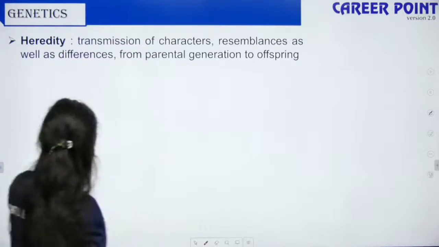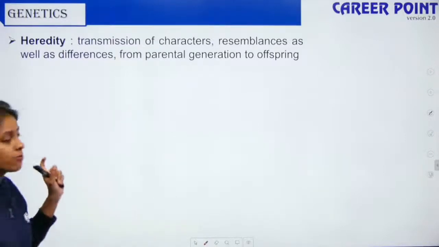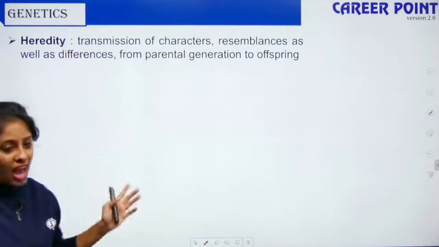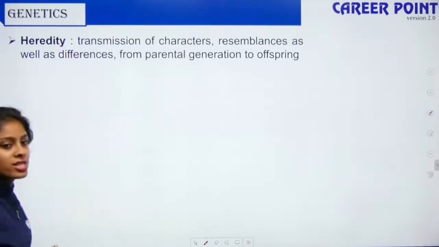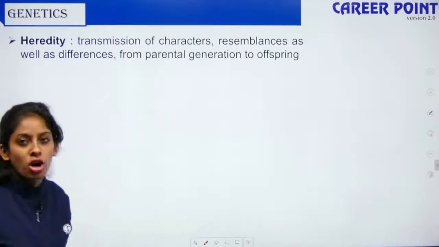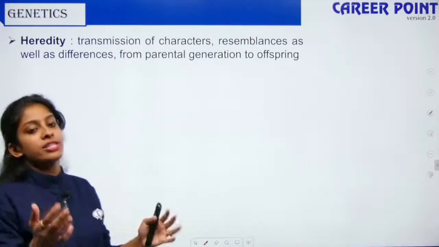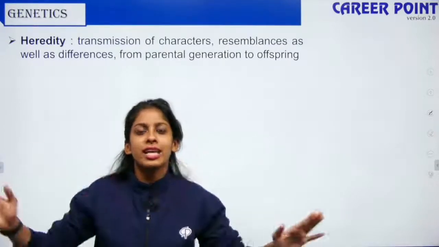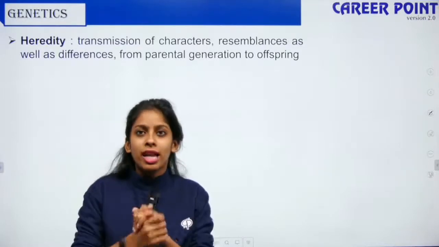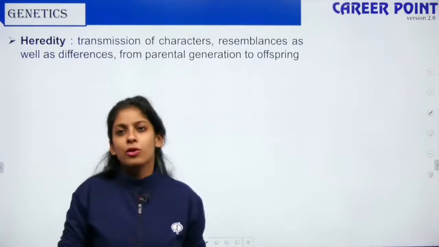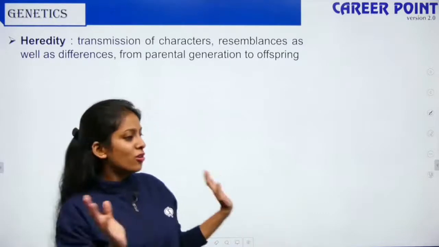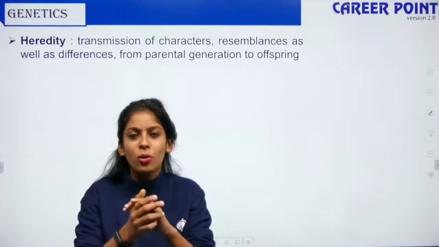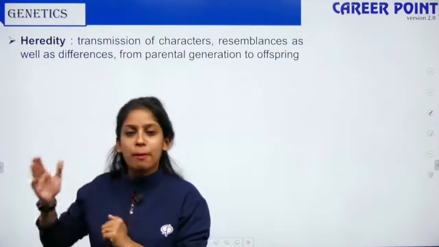So if I say the term genetics and if I say the term hereditary, what is the difference between both? Hereditary is the transmission of characters, resemblance as well as differences from parental generation to the offspring. Now why do you resemble your parents? For example, if I have 10 Labradors, and a mother Labrador gives birth to a puppy, the puppy looks like any other Labrador, right? They all look like dogs to us. They do not have much variation. But you and I do not look alike, but we resemble our parents.